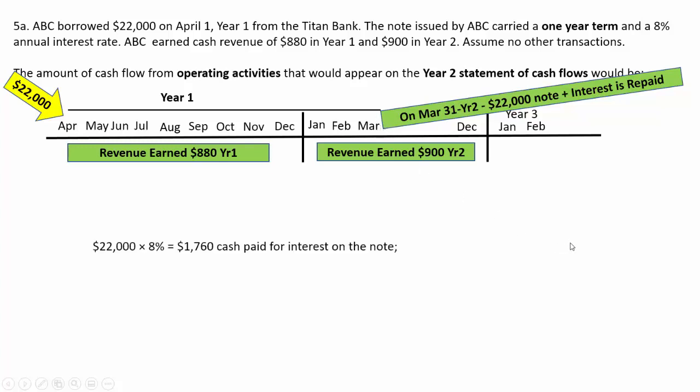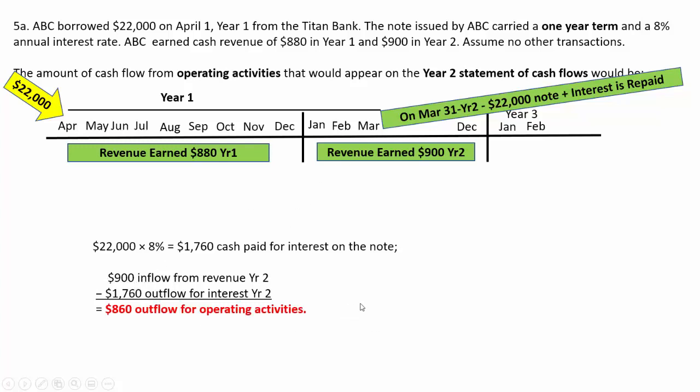So if we take $22,000, which was the amount of the note, times 8%, the amount of interest that was paid on this note was $1,760. And in year 2, we had the $900 worth of cash inflow from revenue right here. $900, they told us that. And $1,760 was the amount of interest that we paid. Since we paid all of this interest, in other words, we didn't make any interest payments right through here. We only made the interest payment at the end when the note was due on March 31st of year 2. So the entire interest is going to be cash outflow under year 2, along with the revenue, which was inflow. This gives us a total cash outflow from operating activities of $860.